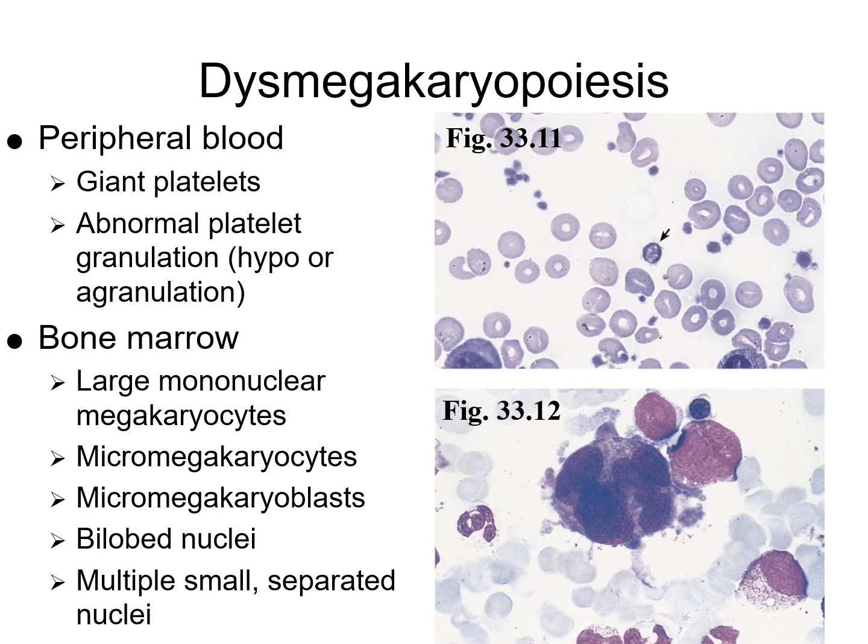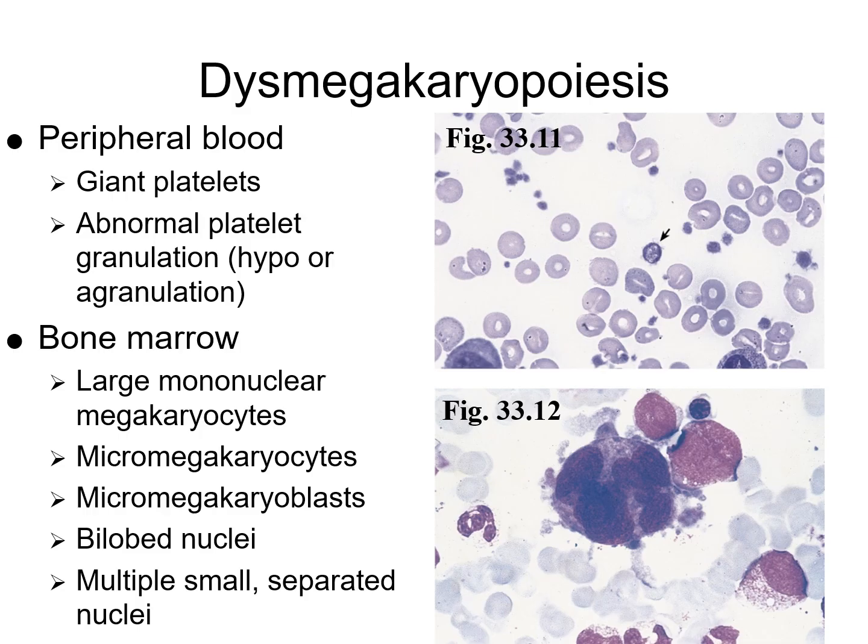Dysmegakaryopoiesis refers to abnormal development and morphology of megakaryocytes and their platelet progeny. For peripheral blood findings, we're going to see giant platelets. These are abnormally large platelets, and they are often functionally abnormal. We're also going to see abnormal platelet granulation, so we may see hypogranulation and even agranulation within these platelets, and it can lead to defective platelet function.